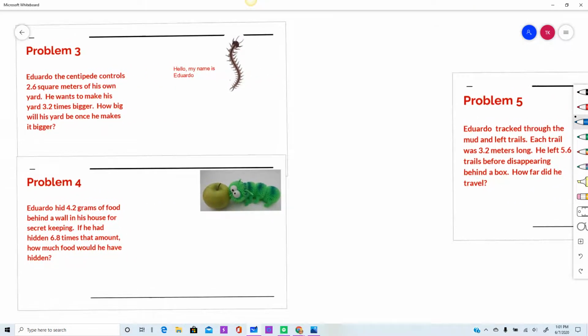In problem 3, Eduardo, the centipede, controls 2 6/10 square meters of his own yard. He wants to make that bigger by 3.2 times, or 3 2/10 times bigger. Okay, so 2 6/10 times 3 2/10. I'm lining my numbers up just as if there were no decimal places. In this number, though, we have a 6/10 and a 2/10. So my answer has to have 2 decimal places.